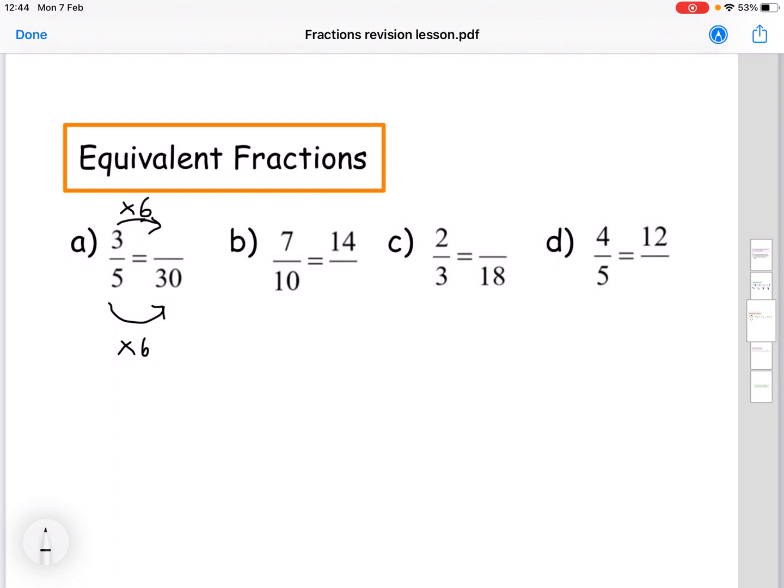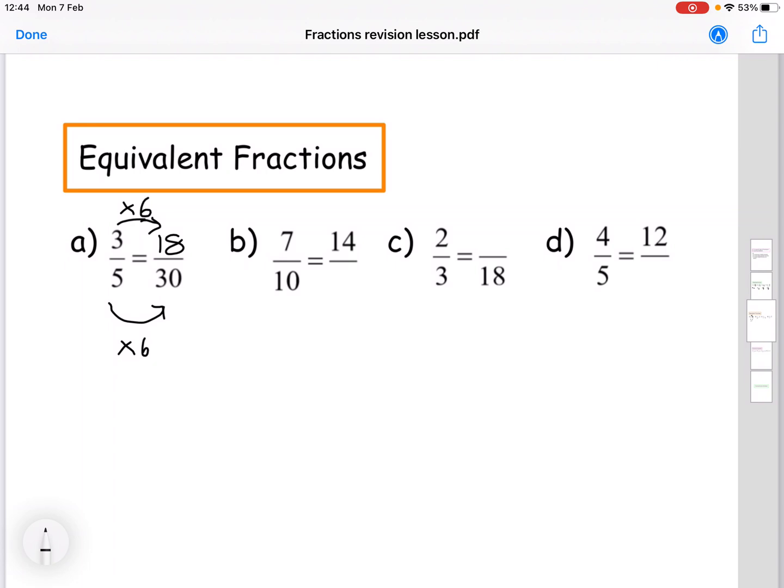So 3 times 6 will give you 18. So 18 is the missing number there. So 3 over 5 is equivalent to 18 over 30. So in a sense, if you were to simplify down 18 over 30, you would come back down to 3 over 5, okay? So it's almost just the reverse of your simplifying.